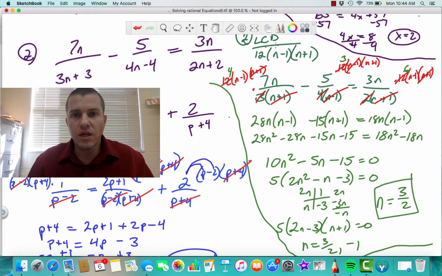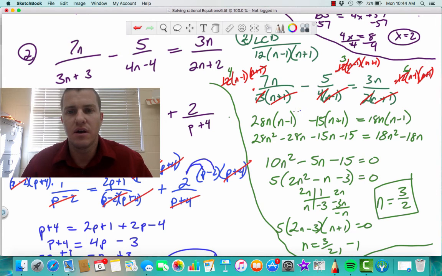Number 2, the least common denominator, when you factor them, the common factors were 3, 4, and 2. So the least common denominator between them was 12, and then n minus 1 times n plus 1. So I did that in red here. The 3 canceled out with the 12 to make this a 4. The 4 canceled out with the 12 to make that a 3, and the 2 and the 12 to make that a 6. And then I still had this n minus 1, so 4 times 7n was 28n, times the n minus 1. 3 times 5 was 15, that minus is still there, times the n plus 1. And then the 3n times 6 was 18n, times the n minus 1, and then simplified that.